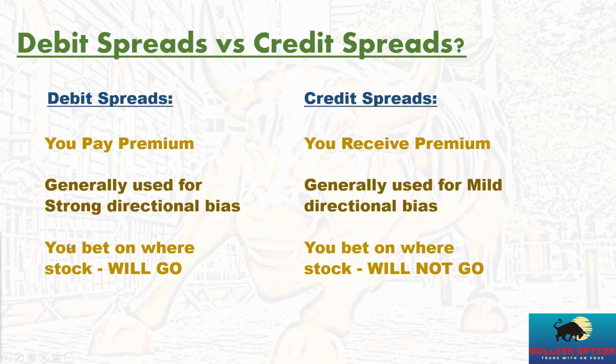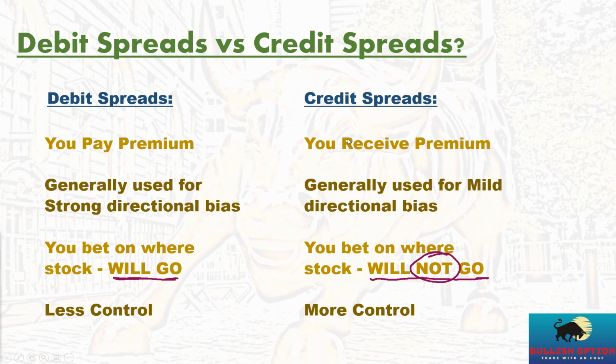Next thing is that in case of debit verticals, you bet on where the stock will go. You focus here on where the stock will go next. Whereas in case of credit, you will bet on where stock will not go. And we'll see what's the difference. And next point is, in case of debit spread, you have less control on your trade, and in case of credit spread, you have more control on the trade. Let's try to understand this with the help of an example.